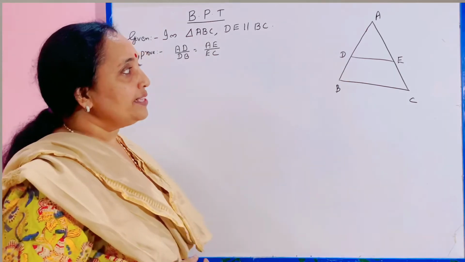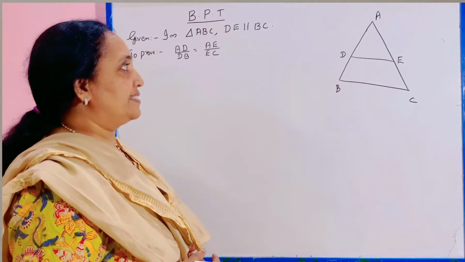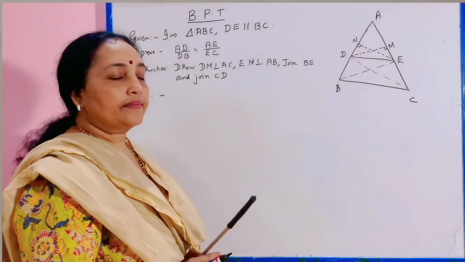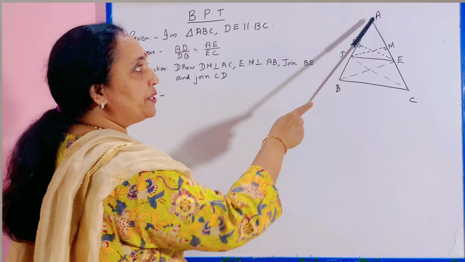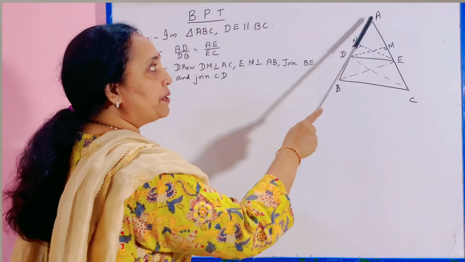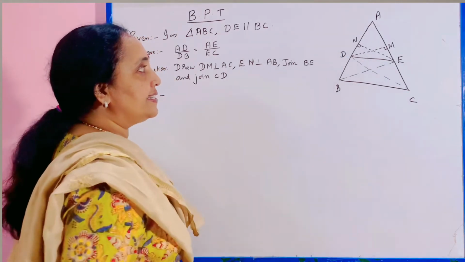Okay. For proving the theorem, you need some construction here. Do the construction part first. Now look at the construction. Draw EN perpendicular to AB and DM perpendicular to AC. Join BE and join CD.